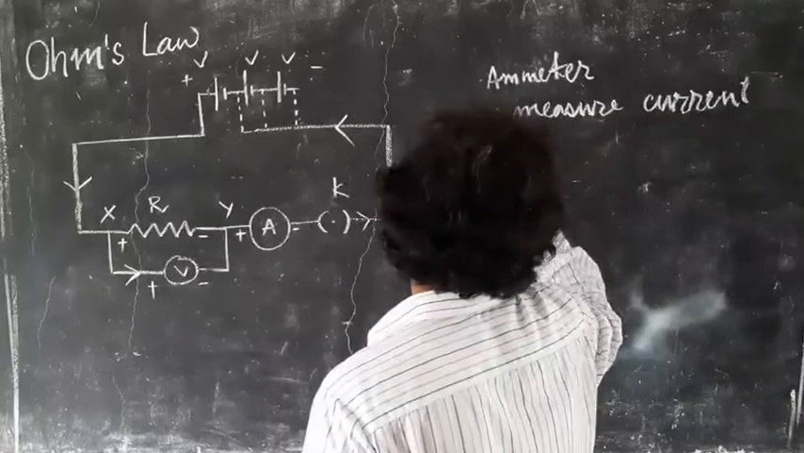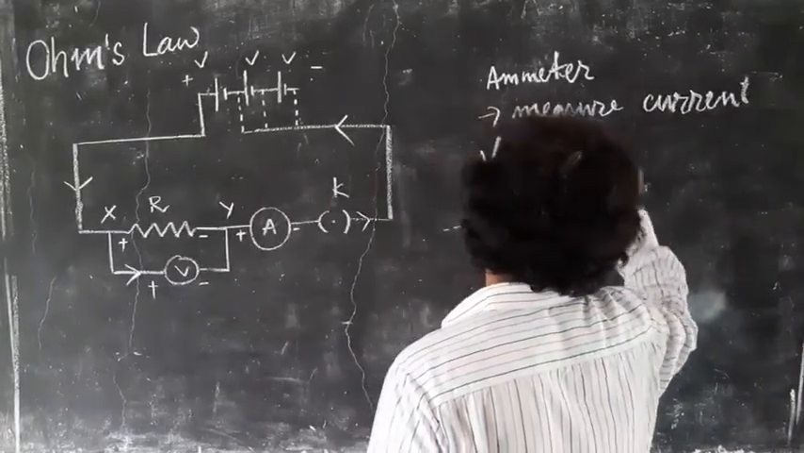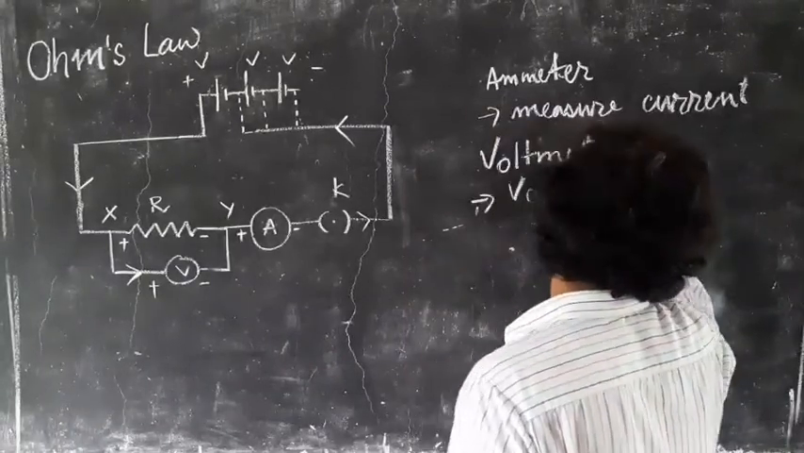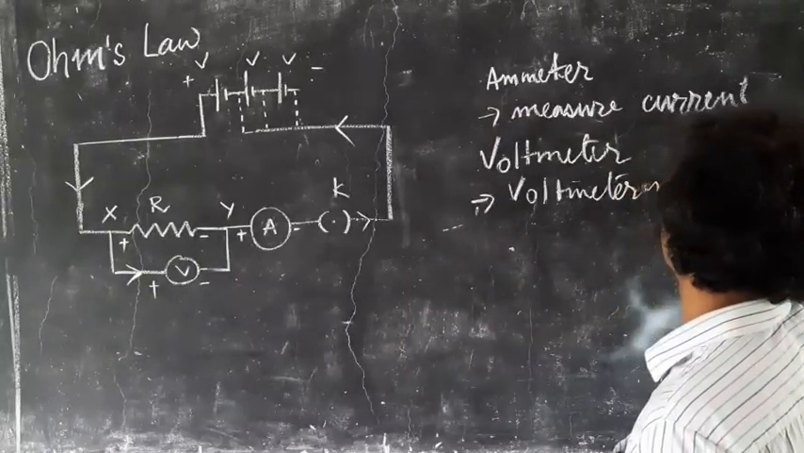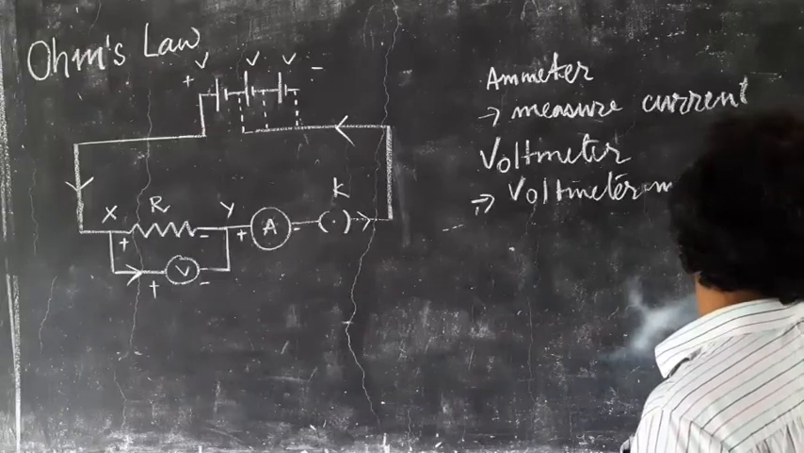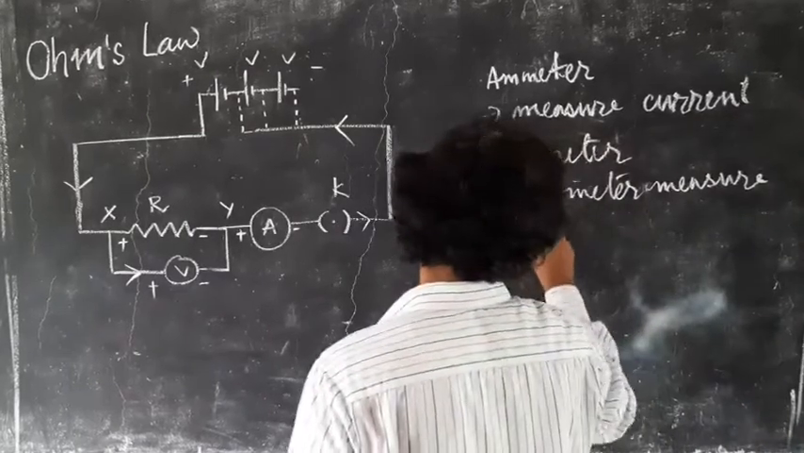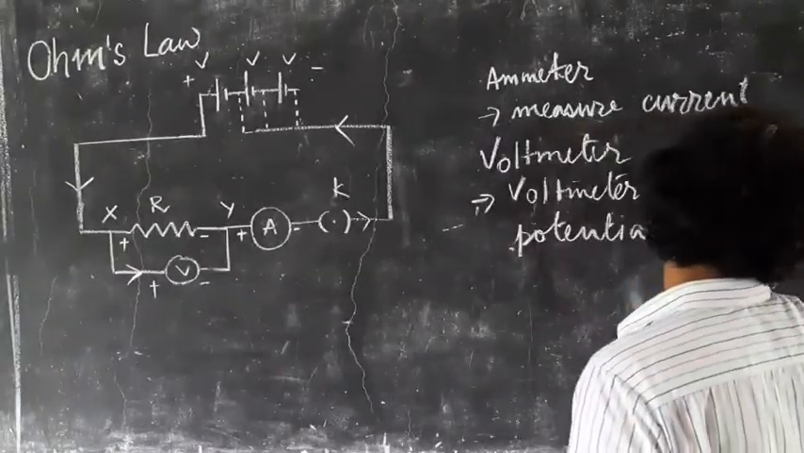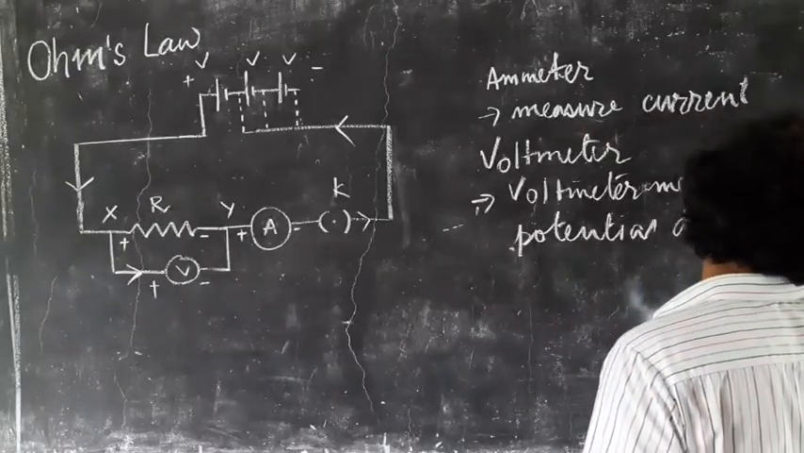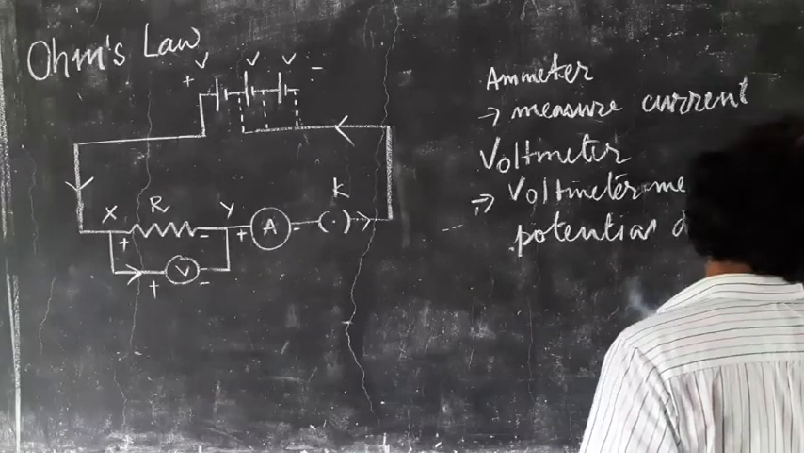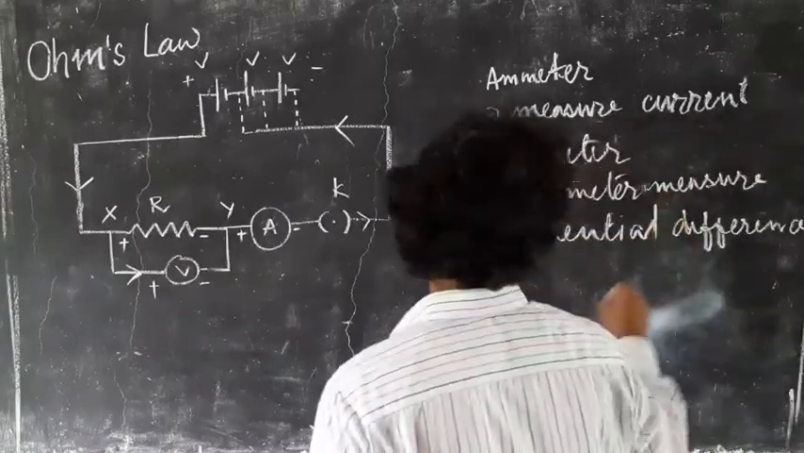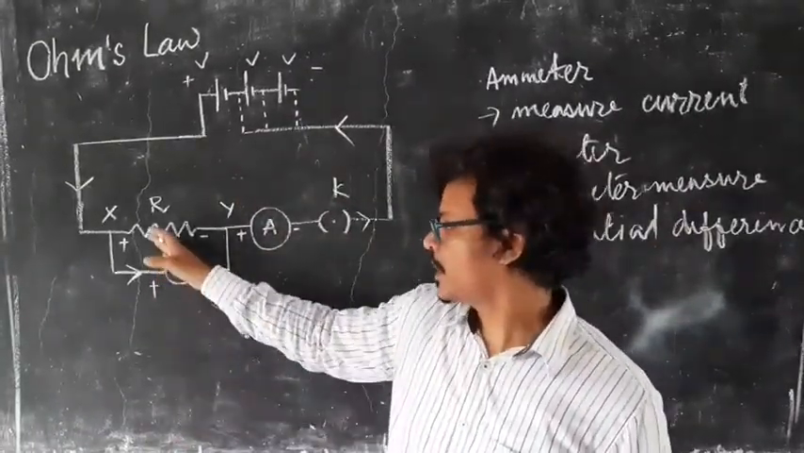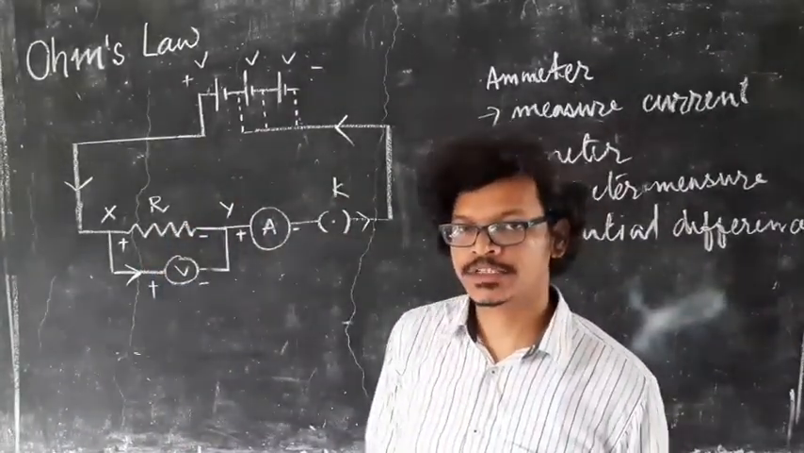And what is voltmeter? Voltmeter measures potential difference. Remember, voltmeter is always connected parallel to the point where we want to measure potential difference.